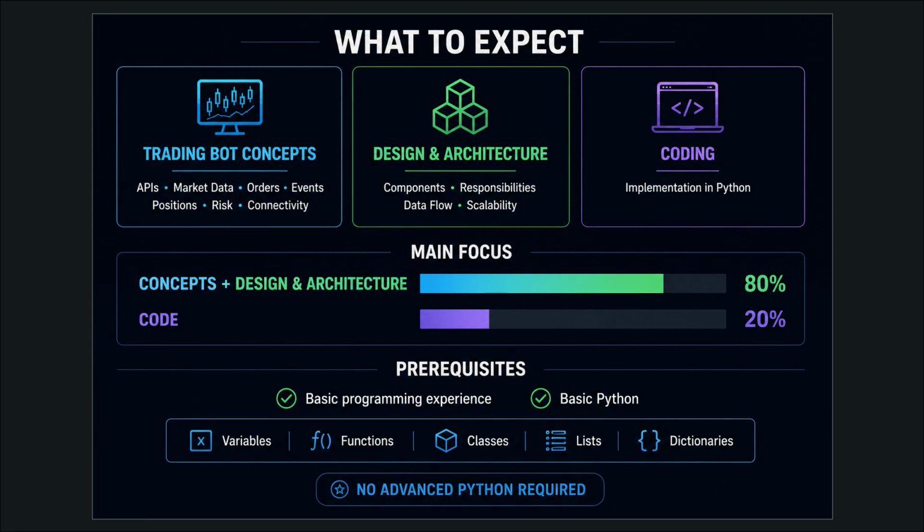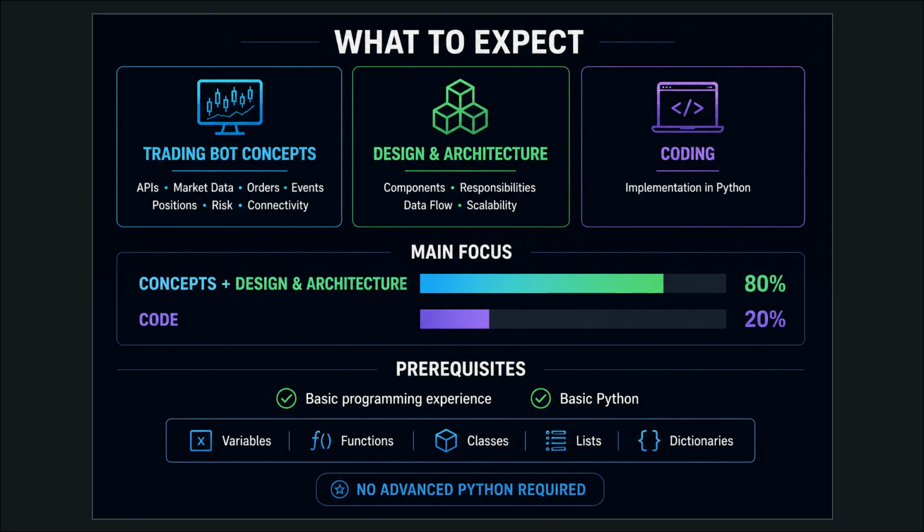But throughout the course, our main focus will be on the design and architecture of the bot. We're not going to spend hours doing hardcore coding. This is not intended to be an advanced Python course, and you certainly don't need to be an expert programmer to follow along. Some basic Python knowledge will be required if you want to understand the code itself. You should be reasonably comfortable with things like variables, functions, classes, dictionaries, and lists.